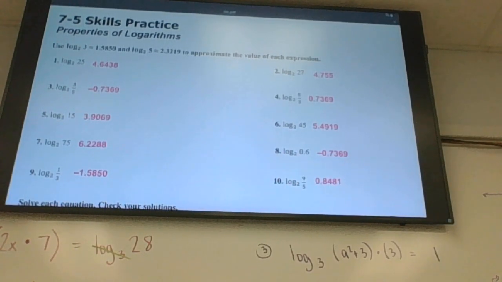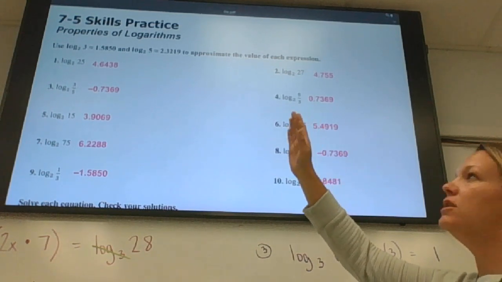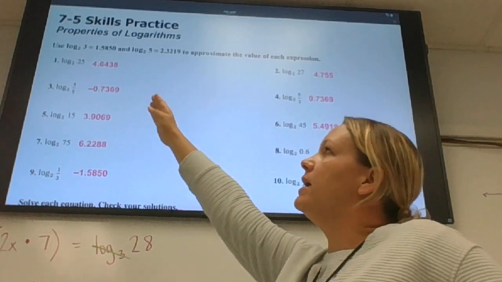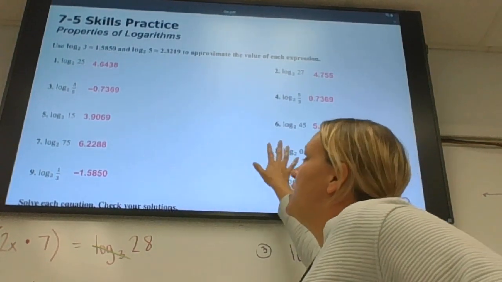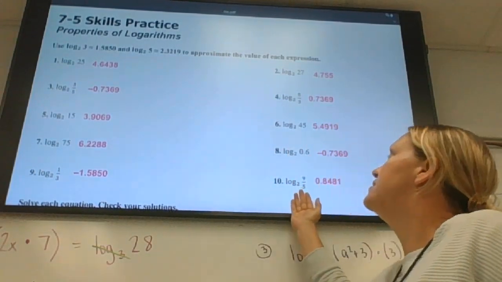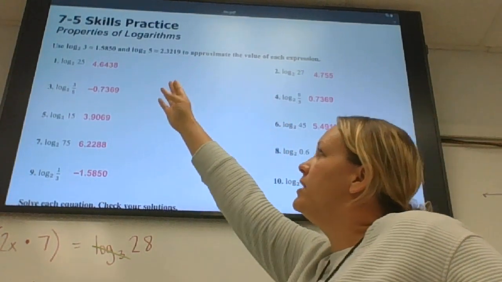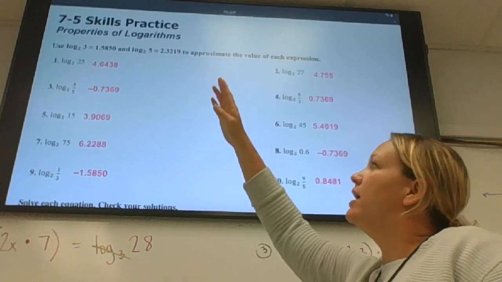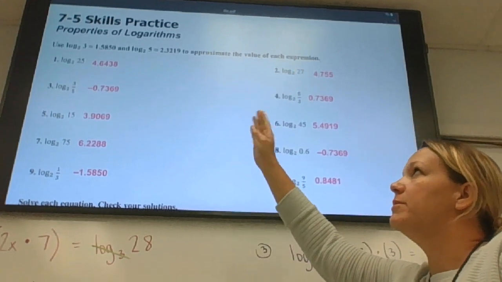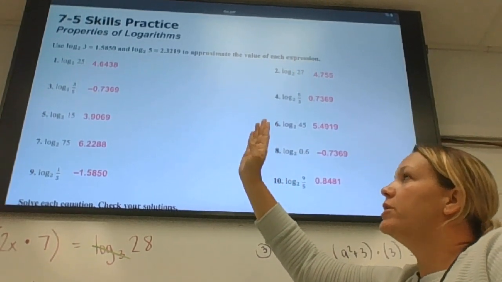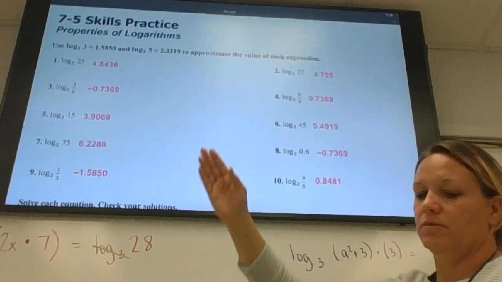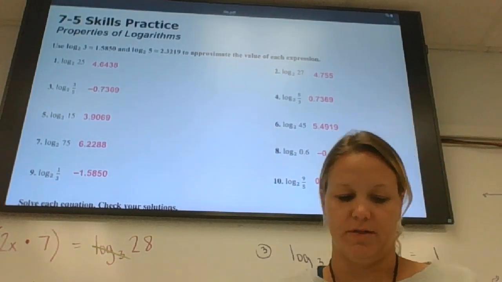So they would use smaller arguments. Like here we have all of these can be thought of, they're all log base 2. And they have lots of different arguments, but we only have 2 numbers to use. We have log base 2 of 3 and log base 2 of 5. And we're going to rewrite all of these arguments just so that we can use those. Let me show you an example.